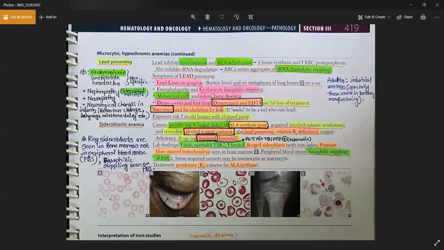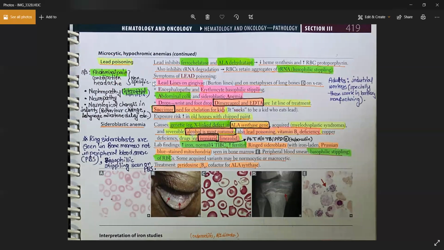Okay. Now, the symptoms of lead poisoning: you will have lead lines on the gingiva, and then you have encephalopathy. You will have basophilic stippling of the RBCs, or you will have abdominal pain. Of course, you will have sideroblastic anemia, because heme synthesis is now inhibited, all the iron will start accumulating in the progenitor cells. That will be seen as sideroblastic anemia, with iron deposits within the cells, right?